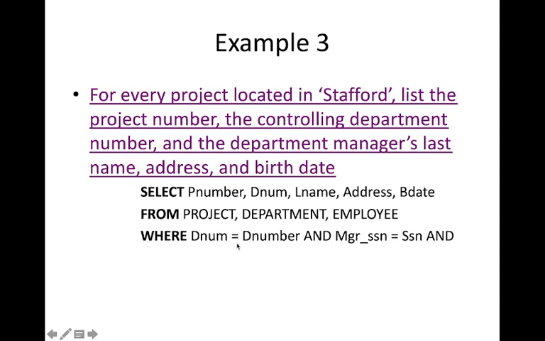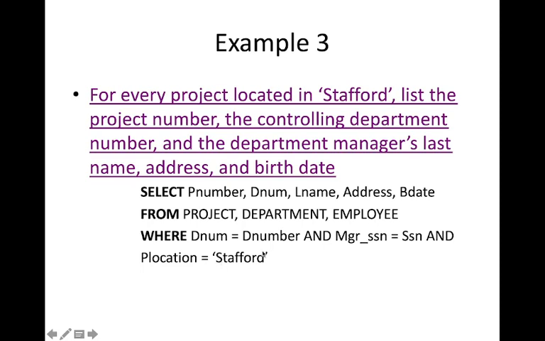This D num is in the project table and this D number is in the department table. Another condition is manager SSN equal to SSN, so we equate with the employee table. And also one more condition: we have to get only the projects whose P location is Stafford. So we have two join conditions here. Okay, actually we have three conditions here.